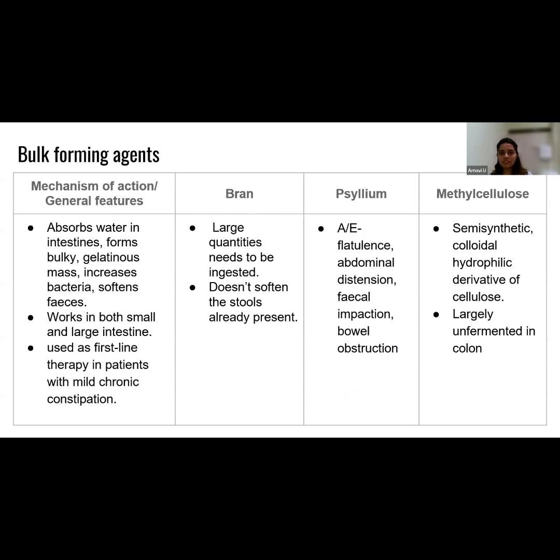Among the individual agents, we have bran, but the disadvantage is that a large quantity needs to be ingested. It doesn't soften the stools that are already present. For psyllium, it can lead to adverse effects such as flatulence, abdominal distension, fecal impaction, and bowel obstruction. Methylcellulose is a semisynthetic colloidal hydrophilic derivative of cellulose, and it is largely unfermented in the colon.